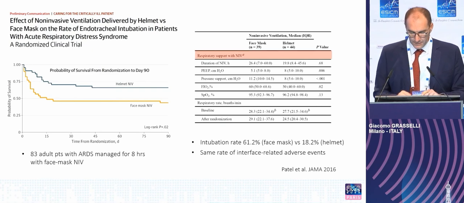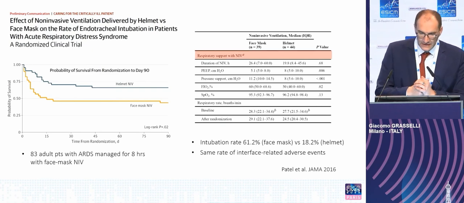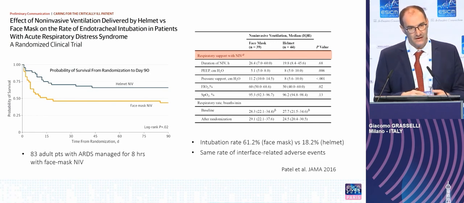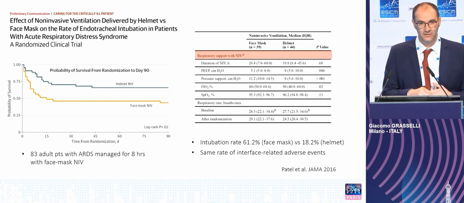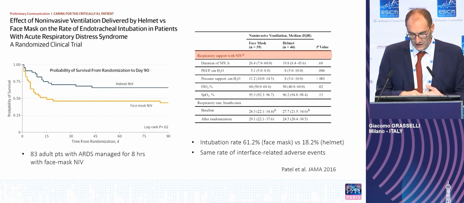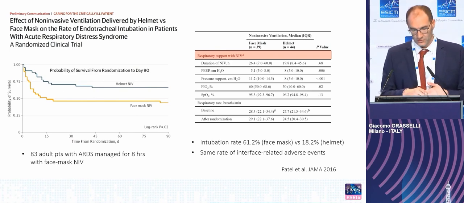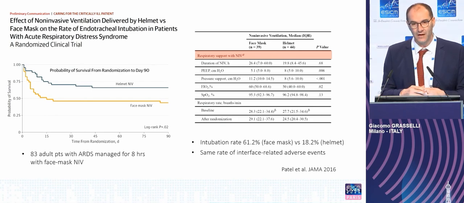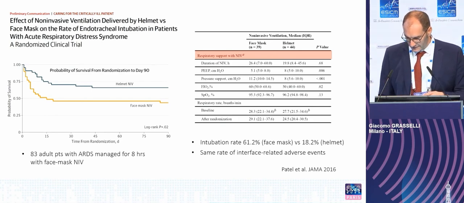And probably the point is, if you see there, with the face mask, the average PEEP level applied was 5 centimeters of water, while with the helmet, it was 8 centimeters of water. So a significant difference, a significantly higher level of PEEP applied with the helmet rather than with the face mask.